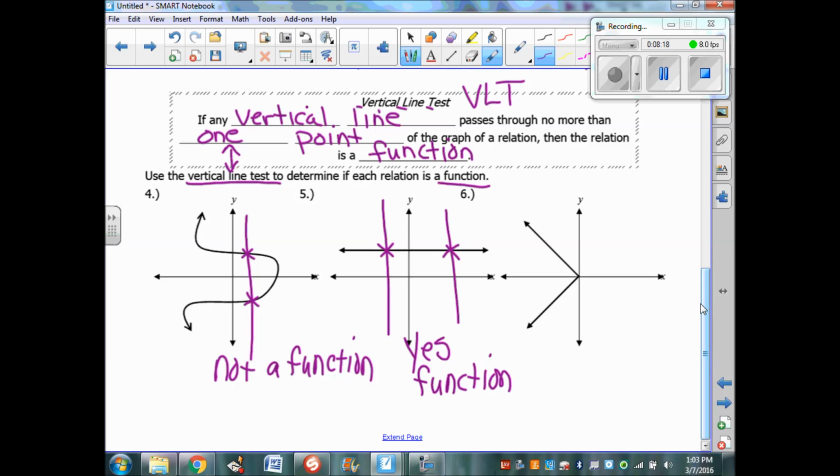So when I look at this next example, if I chose to draw my vertical line there, I just found a vertical line that touches it in more than one place. That means that there were x's that repeated. So it's not a function. In other words, it failed the vertical line test.